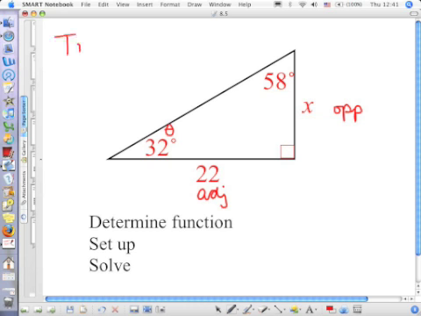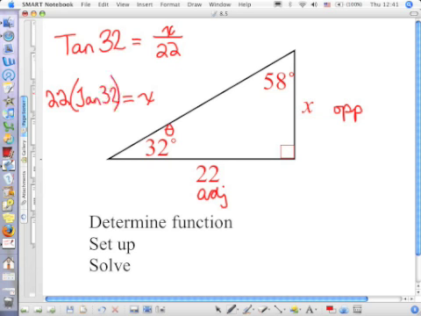So the tangent of theta, which in this case we know the angle measure, so the tangent of 32 is equal to the opposite, which is x, over the adjacent, which is 22. You multiply both sides by 22. So in your calculator, it's 22 tangent 32 equals.